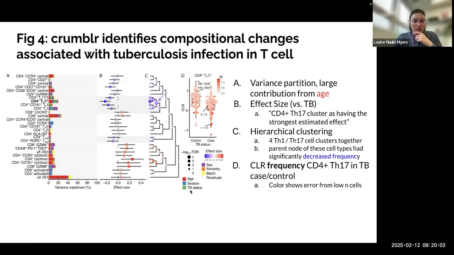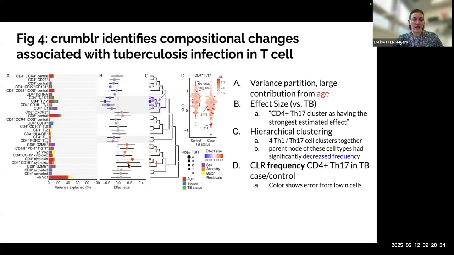What we're interested in is green, which would be TB status. We see that it makes up a smaller variance in a lot of these. We do see it stand out for CD4 plus here. Looking at the effect size, then, testing for tuberculosis, because that's the variable we're interested in, we see this has a negative effect here.